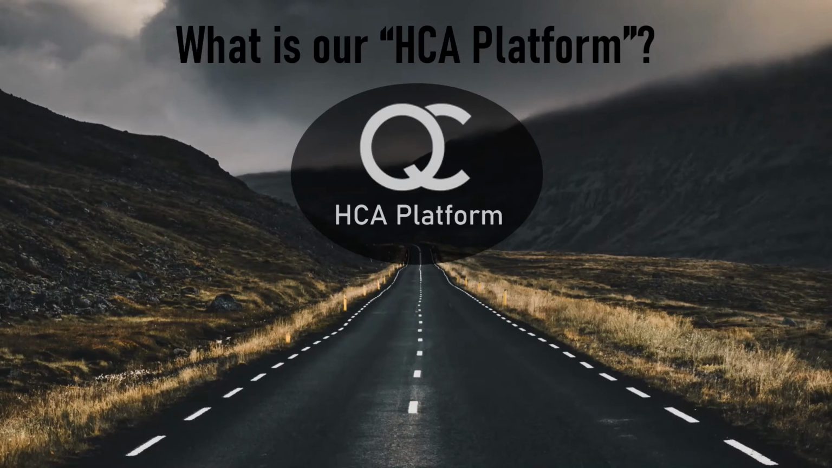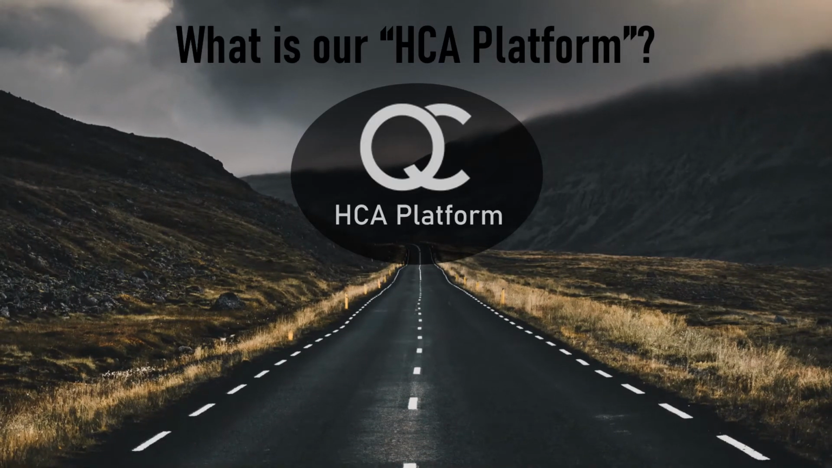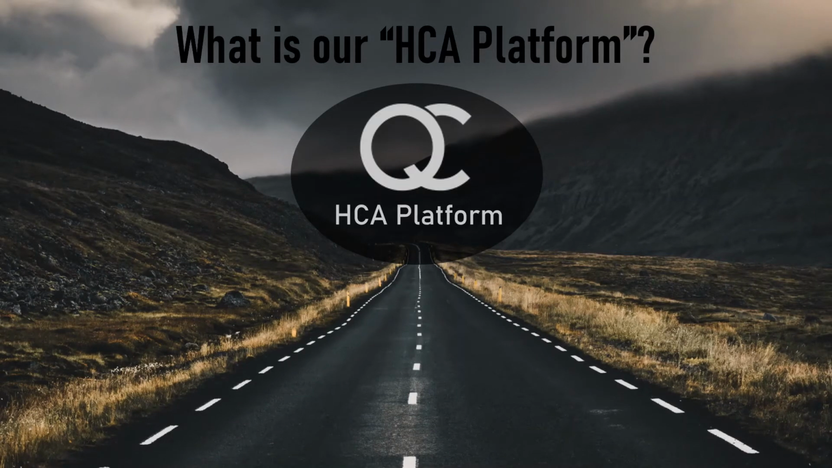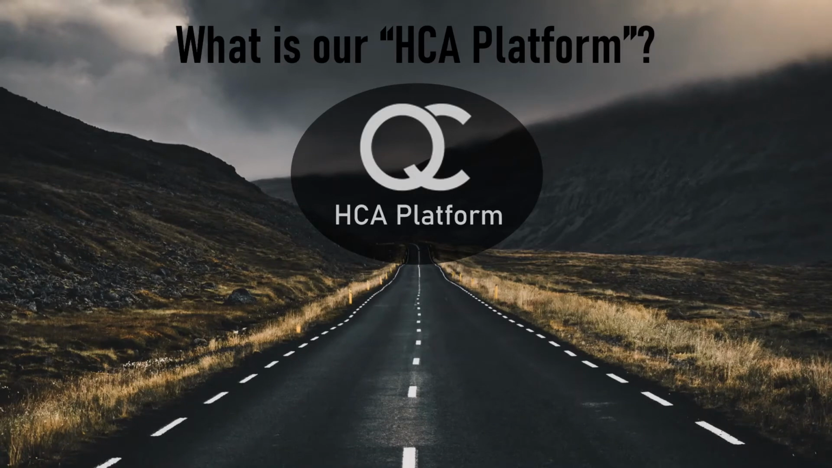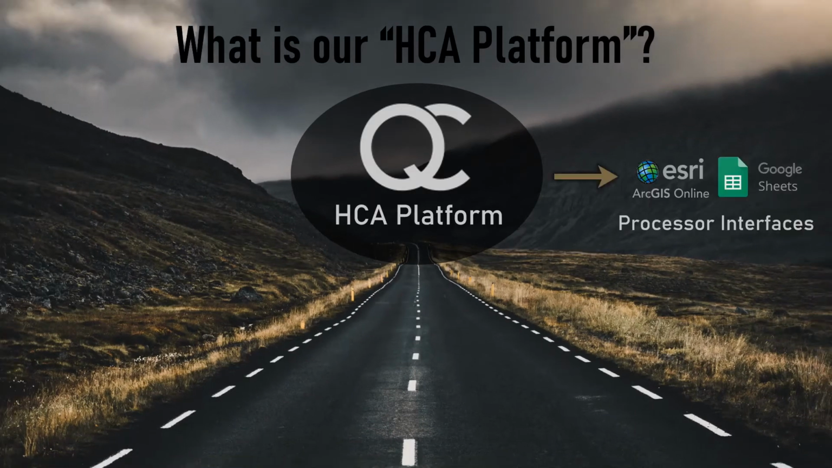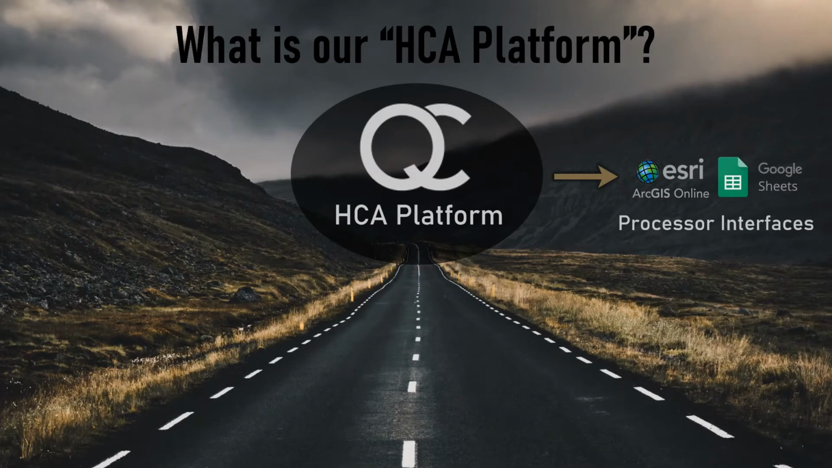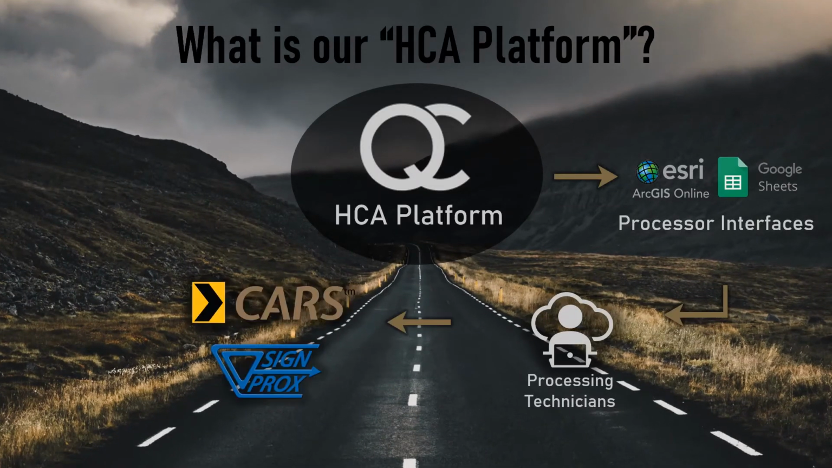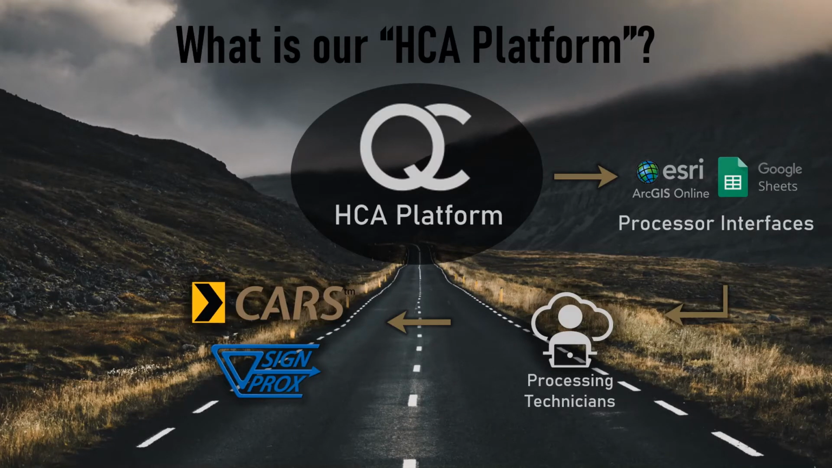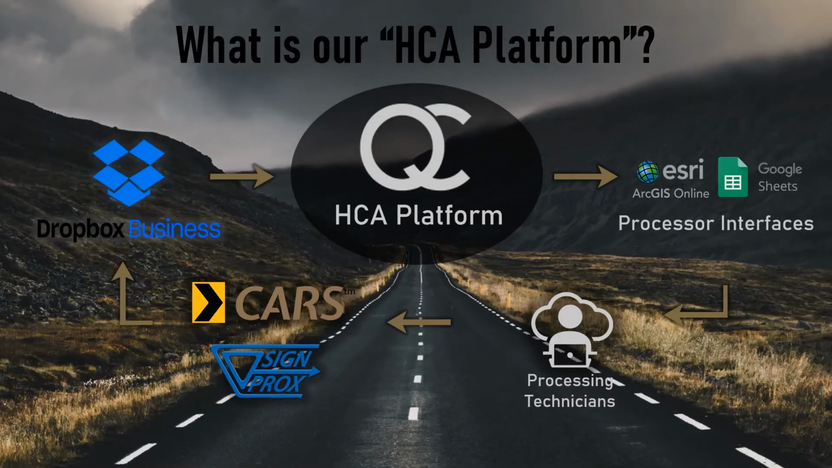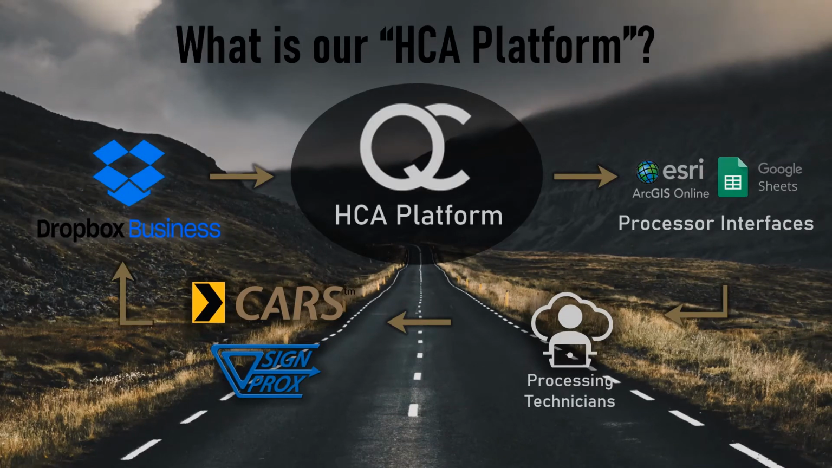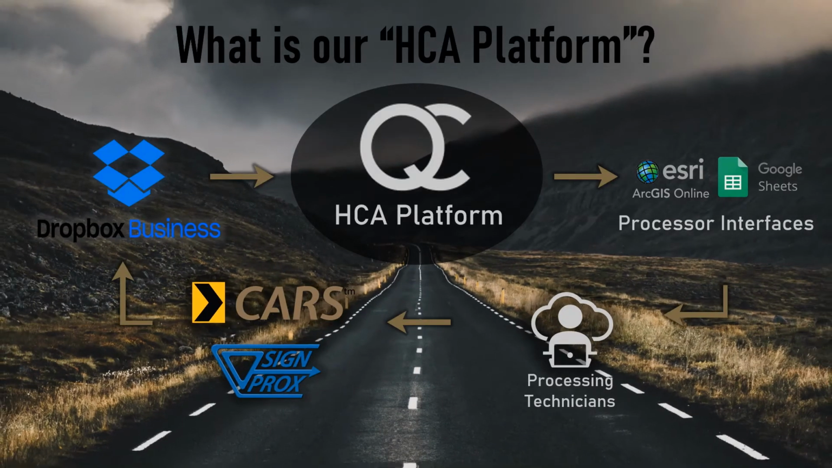So HCA platform is the term that we use to describe the set of tools and workflows that we have developed that can be generalized to any HCA project. The basic flow is that they publish special interfaces using Esri and Google services, which our processors can use in addition to the analytical tools to perform the analysis more efficiently. All of that data is uploaded to Dropbox Business and consumed back into the system. For the purpose of these slides, the HCA platform logo here is going to refer to the stuff that is proprietary and running on our servers, and then how it interacts with other technologies.